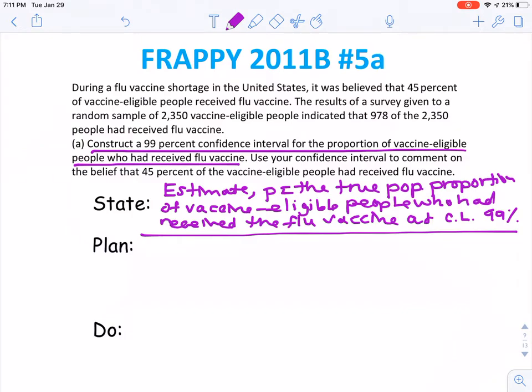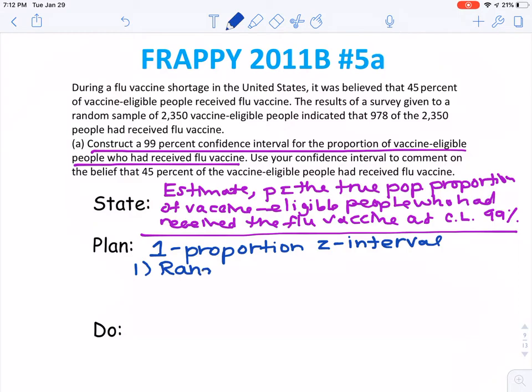Okay, our plan. Remember there's a couple things we have to list here. One of those, we have to name the inference method. I like to call it this because this is what it looks like on the calculator if you were to ever use the calculator. It's called a 1 proportion z interval. Also, part of the planning step is that we list our 3 conditions and we check them off. We need to check these 3 things: random, 10%, and normal.